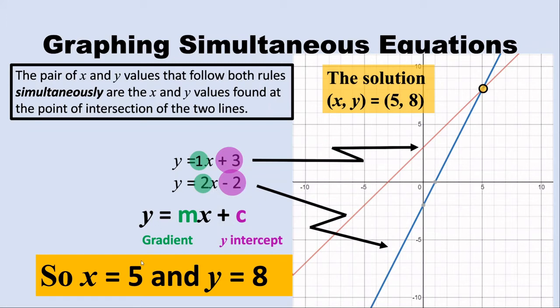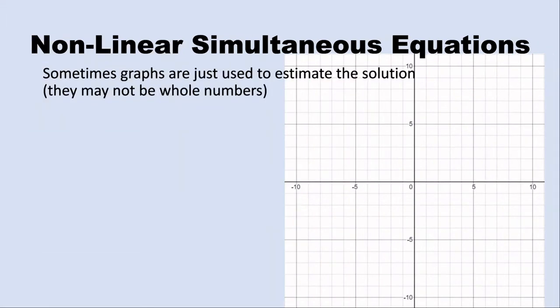So the pair of values 5 and 8 work for both of my equations. That's why that coordinate falls on both of those lines. Now that last graph gave us some exact answers. We could see exactly what the x value was and exactly what the y value was at the point of intersection. That's not always the case, however.